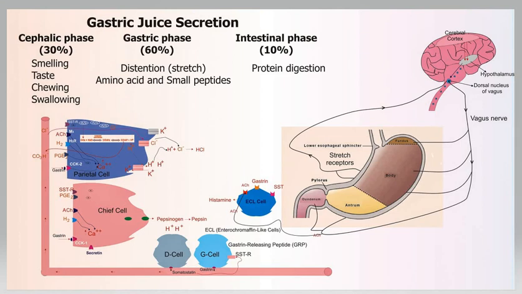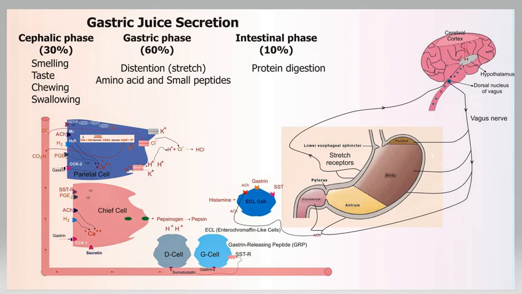What I would like to discuss first are the phases of gastric juice secretion. Basically, there are three phases of gastric juice secretion. The first one is the cephalic phase, the second one is the gastric phase, and the third one is the intestinal phase.